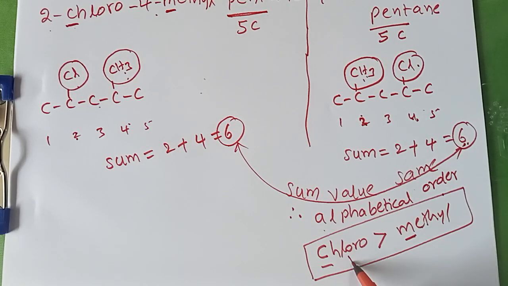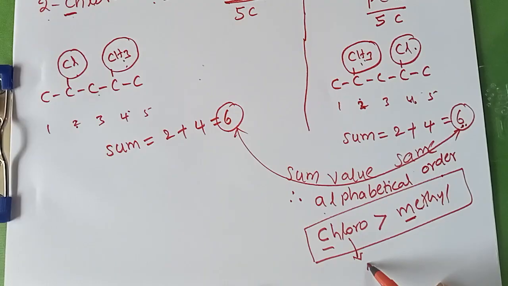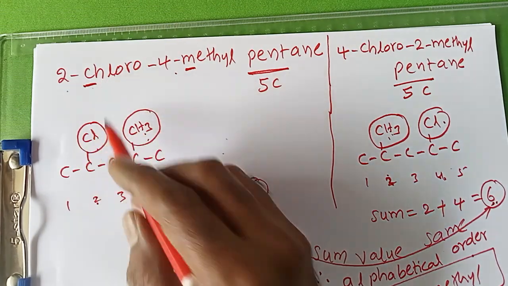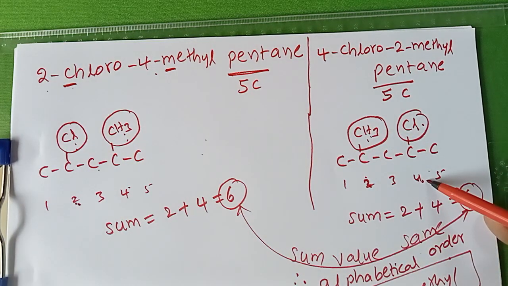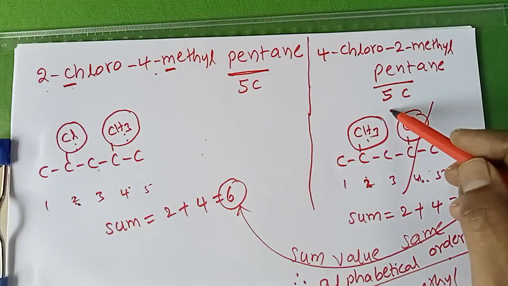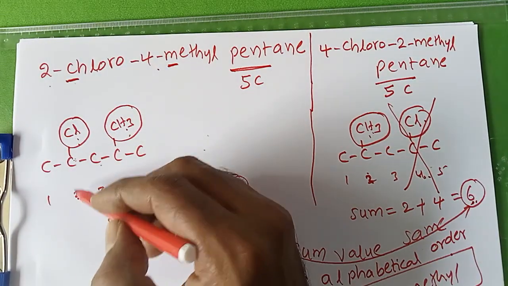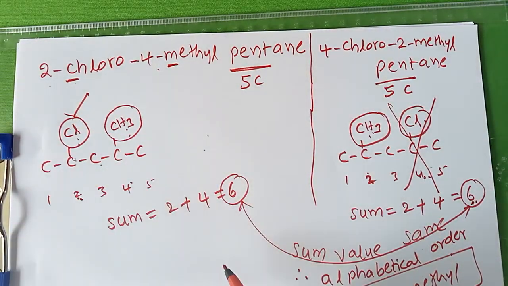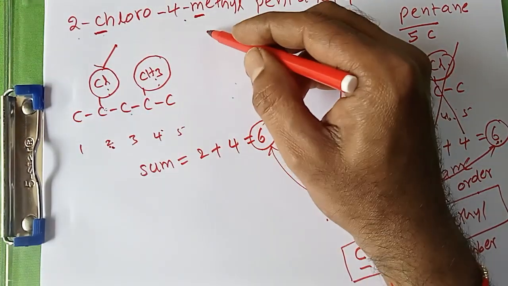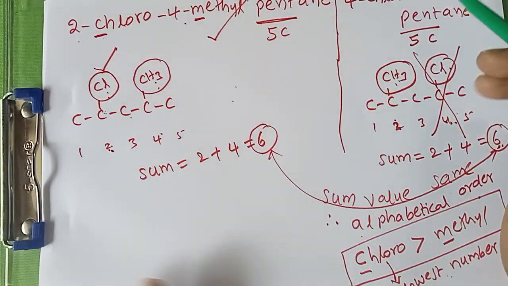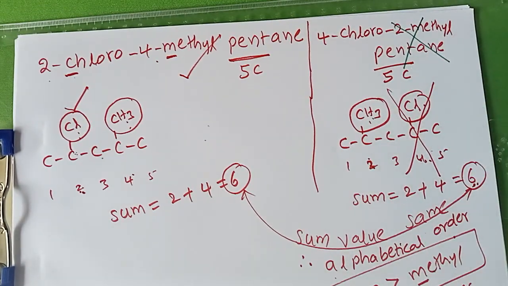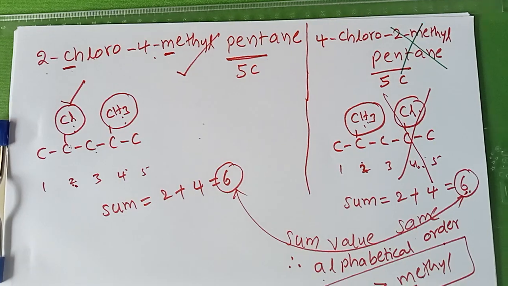So you give the lowest number to chlorine. In which name does chlorine get the lowest number? In this name, chlorine is at the second carbon. In this name, chlorine is at the fourth carbon. So this numbering is wrong. But chlorine at the second carbon, this numbering is right. Chlorine decides the numbering here. So this IUPAC name is the correct one, and this name is the incorrect IUPAC name. So this is the process.